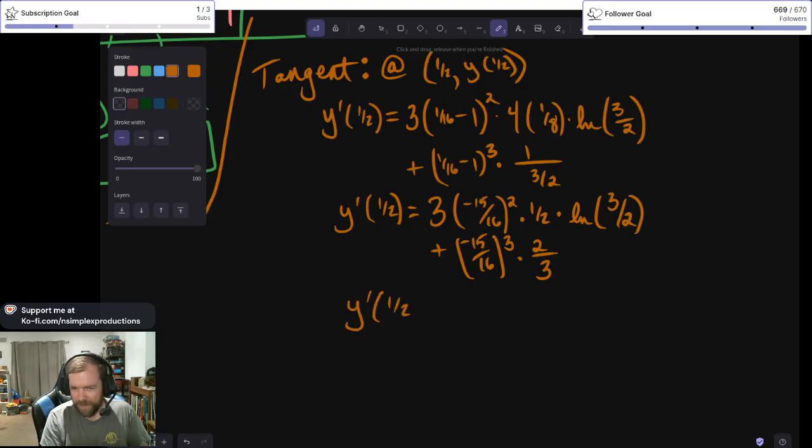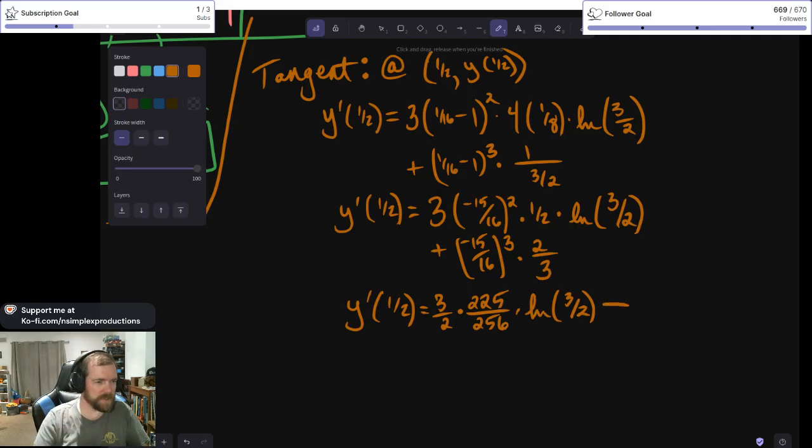Alright, y prime at 1/2 is equal to... so 15 squared is going to be 225 over 256. That's going to be 3/2 stuck out front. 225, 256. And natural log 3/2 minus, so this is going to be a negative number cubed.